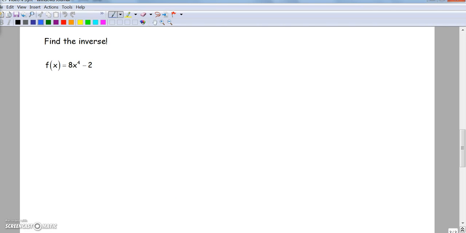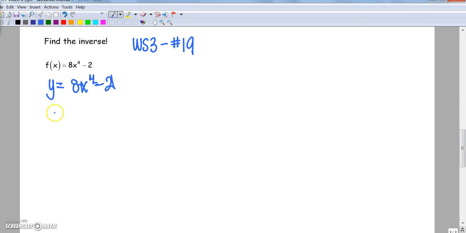Alright, so today we're going to be working on an inverse that's a little harder. This is similar to worksheet 3, number 19 for your homework this evening, so hopefully this will help out a little bit with that one. So again, we'll start out by changing f of x to y.